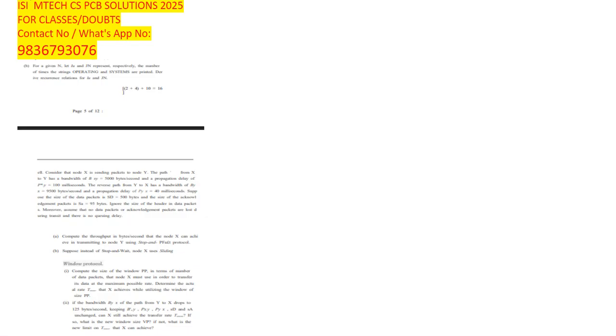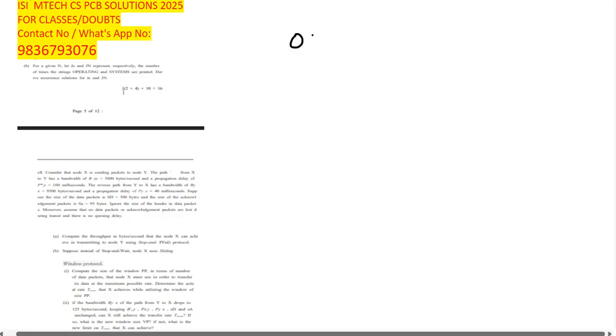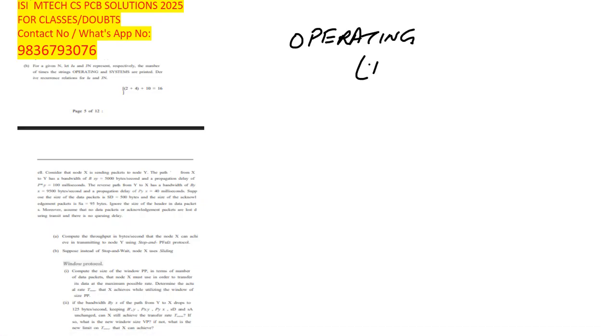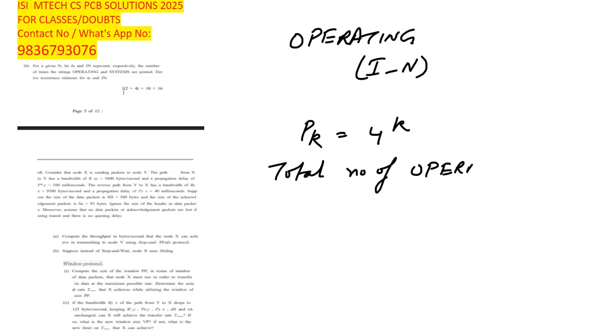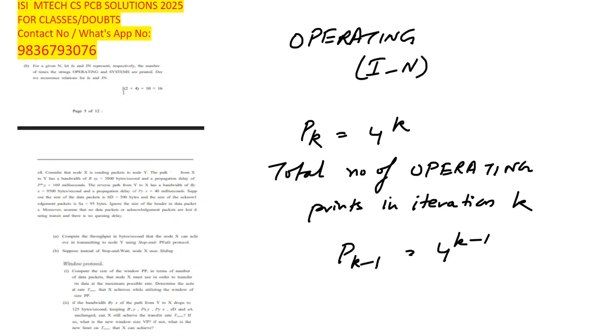So here operating, so every process prints operating once, then spawns 4 new processes. So the number of processes at the start of iteration k, pk is equal to 4 to the power k. So the total number of operating prints in iteration k will be the number of processes p k minus 1. So that is 4 to the power k minus 1.